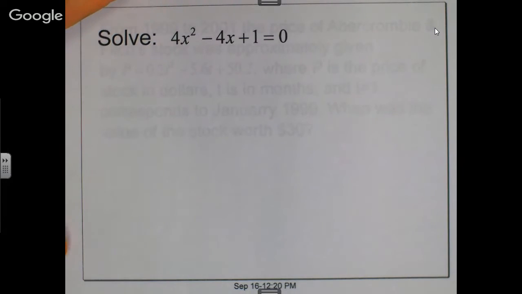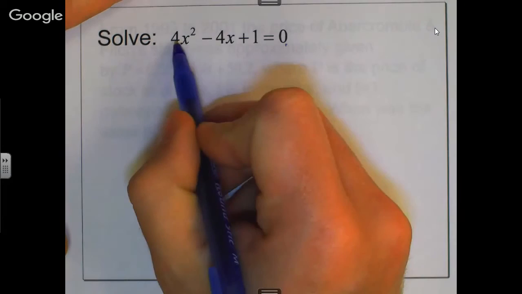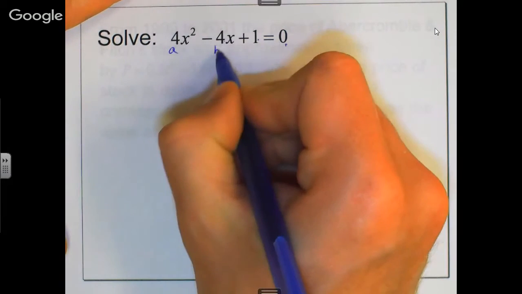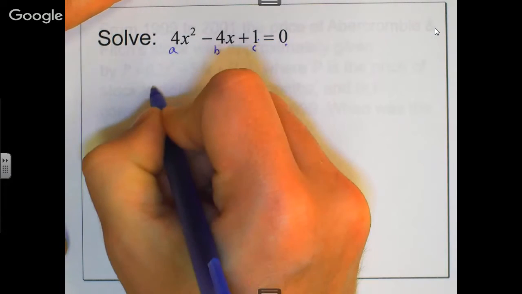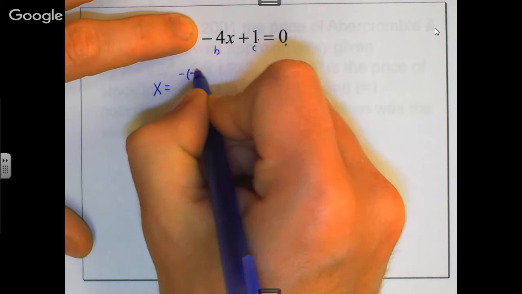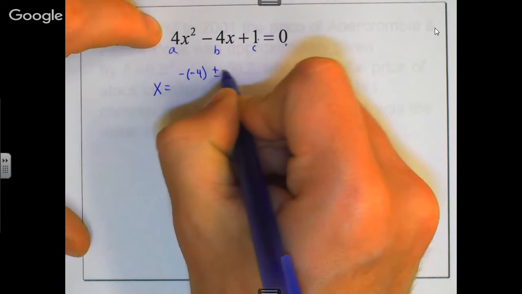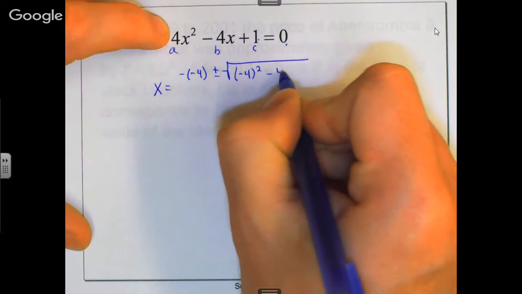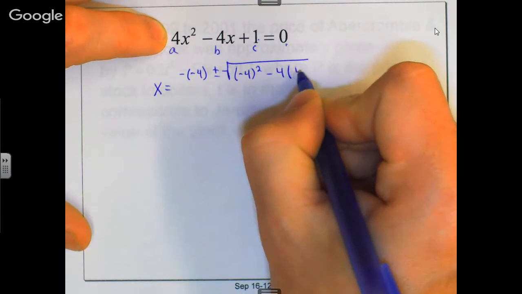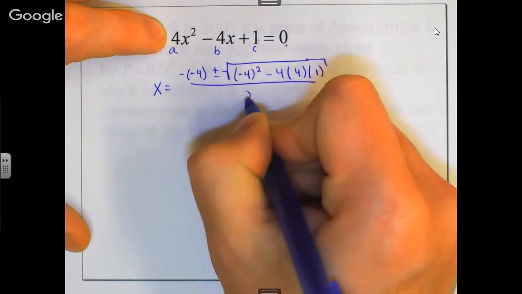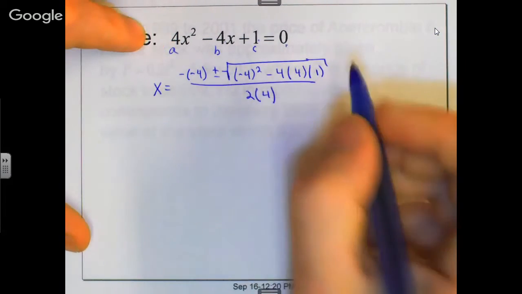Okay, last one here for the quadratic formula. I've got it equal to 0. It doesn't matter that this isn't a 1. That's okay. So this is a, b, and c. So again, we're just plugging it in. x equals -b plus or minus the square root of b squared minus 4ac all over 2a, and reduce.